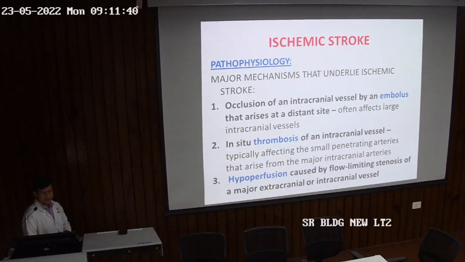The third mechanism is hypoperfusion. This hypoperfusion can be due to stenosis of an intracranial vessel or an extracranial vessel. Whenever there is occlusion or stenosis of the intracranial or extracranial vessel, it produces hypoperfusion in the cerebral parenchyma and produces the ischemic stroke. So these are the three major mechanisms: first embolization, second in situ thrombosis, third hypoperfusion.